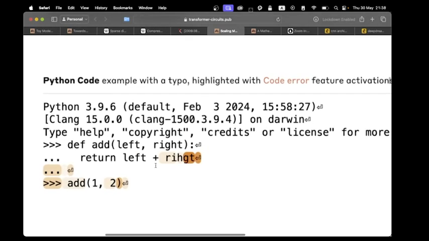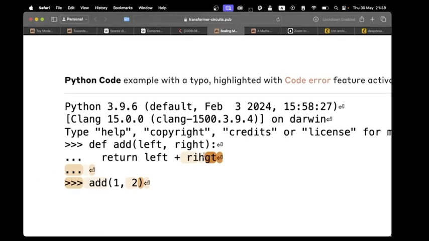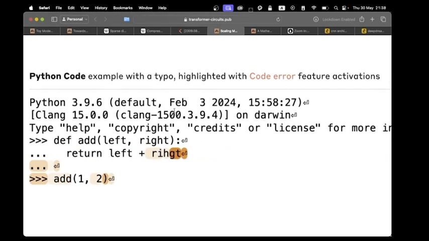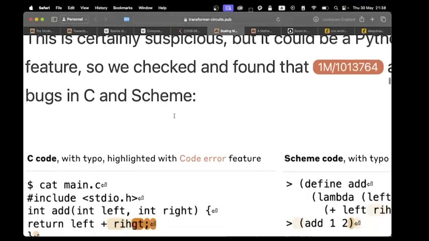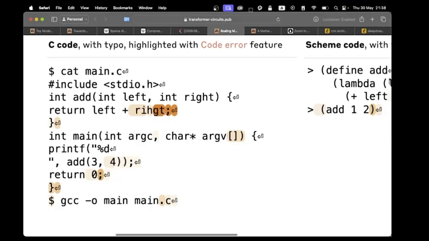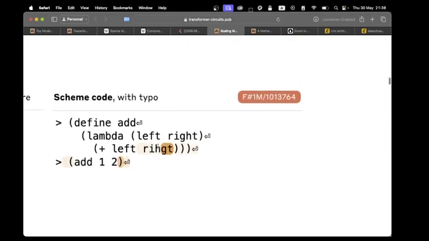So here, this Python function has a typo, and the color means this feature activates on these tokens. The redder the color is, the stronger it activates. And it's like, hey, you have a typo. And we're like, is this a Python feature? And we try this on C, and it activates here as well. And we tried it on Lisp, and it activates here as well.